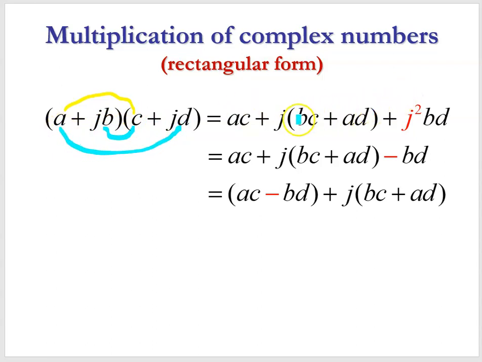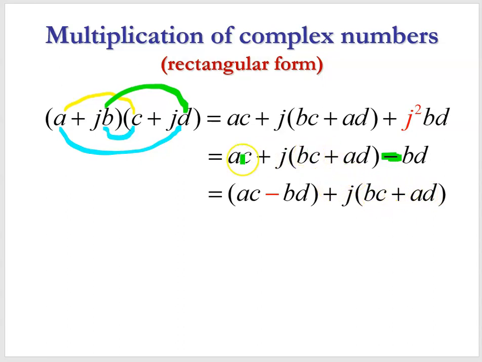So we have our J times BC plus AD, but when we take our JB times our JD, that's J squared BD. Well, J squared is a -1, so this ends up being negative. So our real part becomes AC minus BD, and our imaginary part becomes BC plus AD.